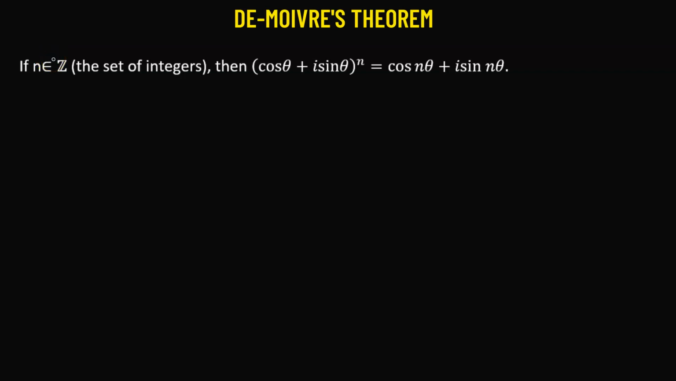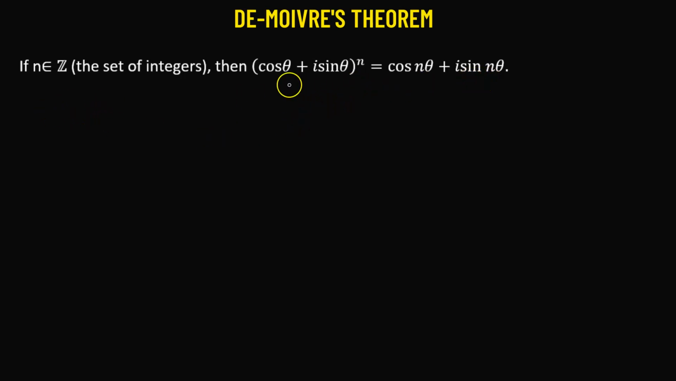Let's discuss De Moivre's theorem. So here we have the following statement. If n belongs to the set of integers, then (cos θ + i sin θ) raised to the power of n can also be represented as cos(nθ) + i sin(nθ).